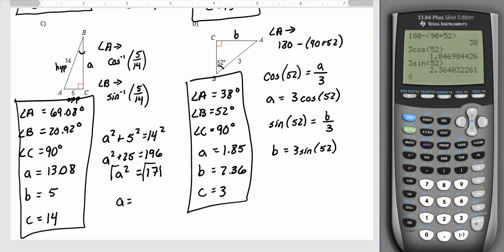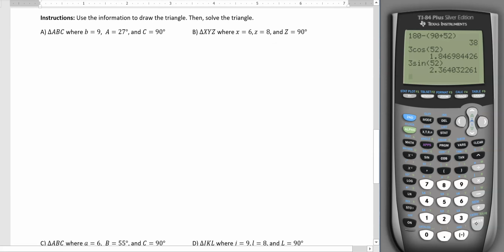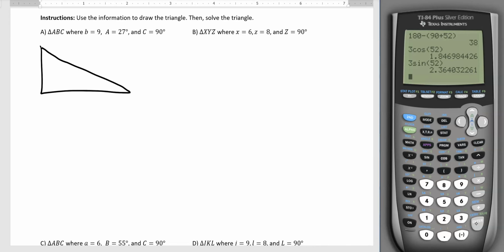Well done. All right, now let's look at, if they don't give us an image, let's see what we can do on our own. So first up, letter A, where triangle ABC is B equals 9, A equals 27, C equals 90. So again, I just draw a triangle. Any triangle is fine. I do know that this will be side C. We'll call this A. We'll call this B. I know that A is 27 degrees, C is 90, and side B, which would be this side at the bottom, is 9. This would be side C. This would be side A.